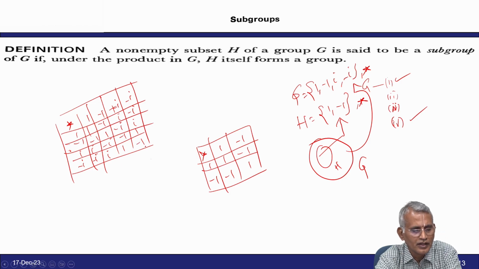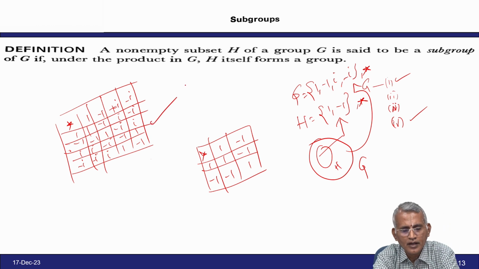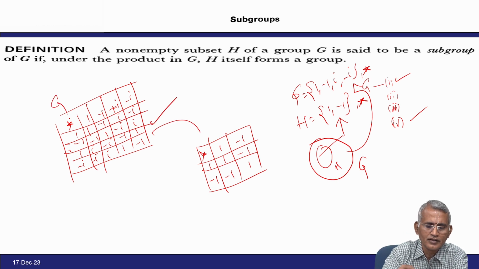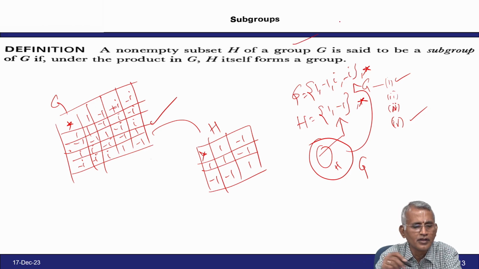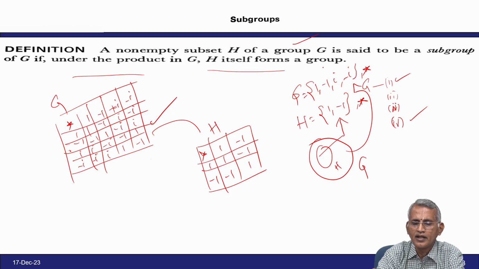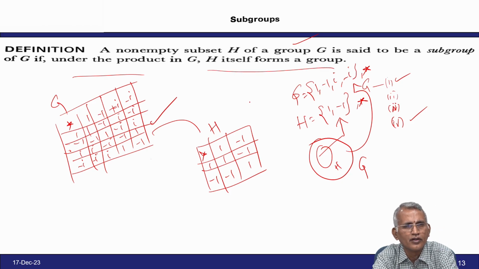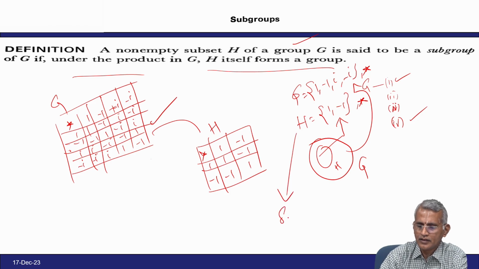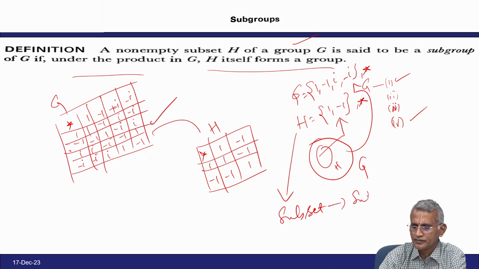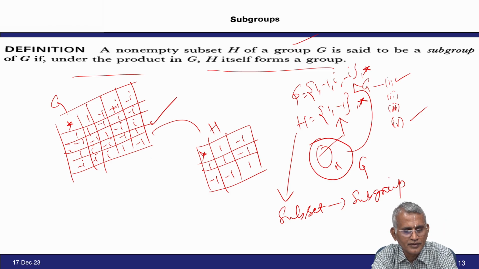So, you see it also forms a group, but it is G, it is H, and H also satisfies the properties of a group. Therefore, H of G is said to be a subgroup under the product in G. H itself forms a group. So, like that we can define a subgroup. It is a subset, and also a subgroup, because it satisfies the subgroup properties.